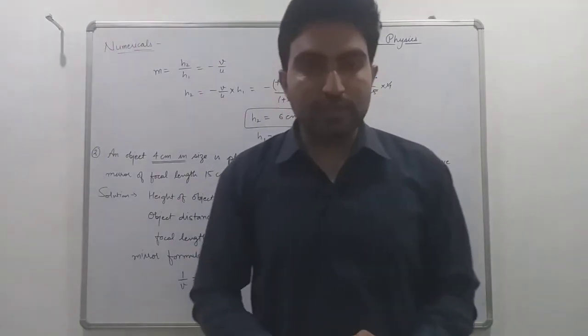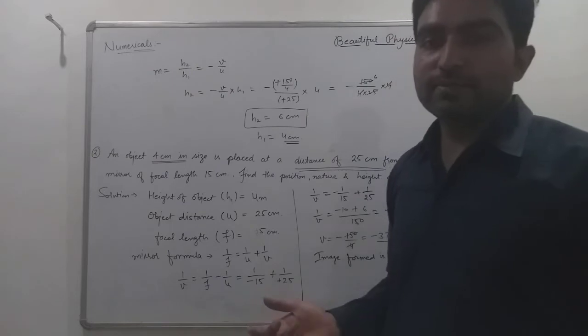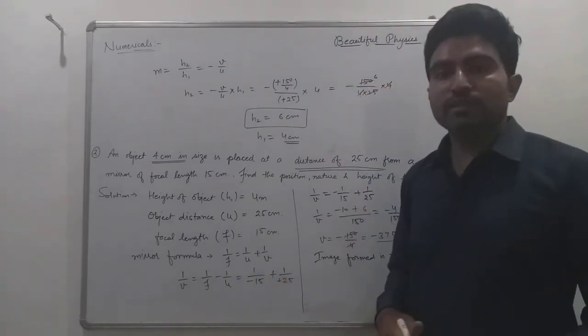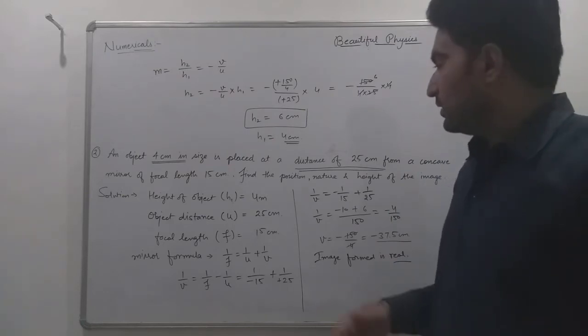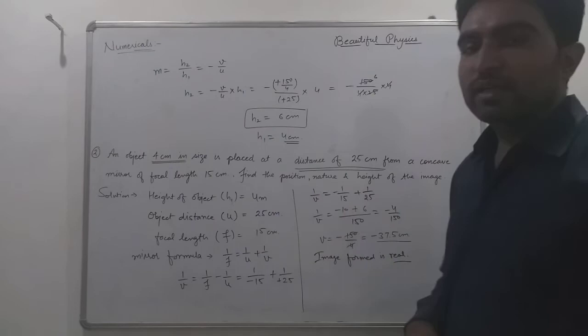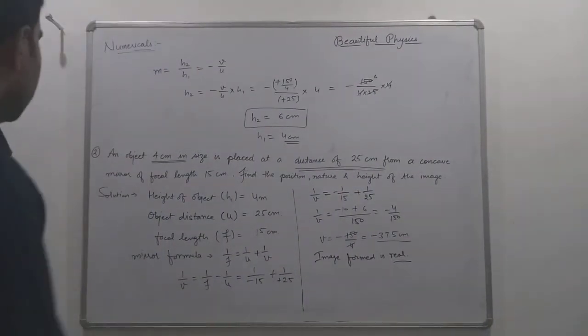Okay, this is the numerical for the concave mirror when the object is placed at a distance of 25 cm in front of a concave mirror, and we have determined the position, nature, and the height of the image formed. Let's take some other examples.